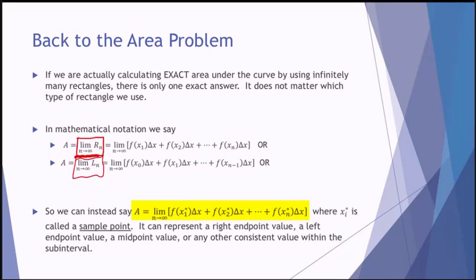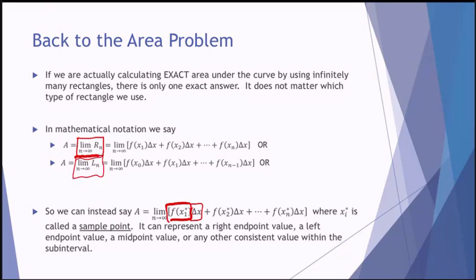We have this new notation for the height. We're going to use this notation that says f of x sub 1 star. That is still the height of our rectangle. Notice we still have delta x as the width of the rectangle. What we mean by x sub 1 star is that it is any x value in between x sub 0 and x sub 1.